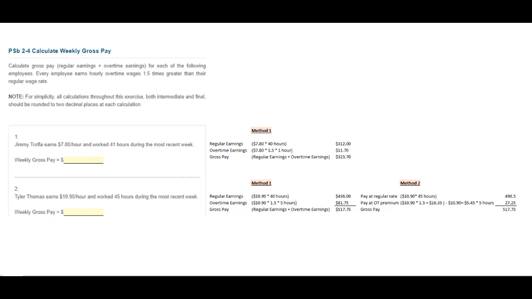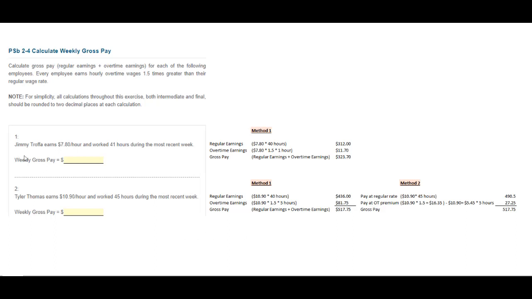In this chapter, we need to calculate the employee pay. The employee pay is how much the employee earned during that pay period. It's the total pay before any deductions. And it's made up of the regular earnings and any overtime earnings. Let's take a look at an example.